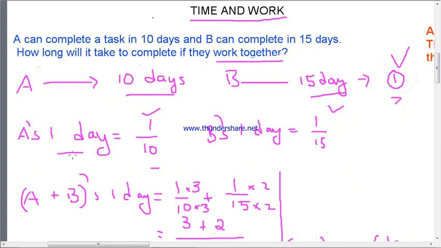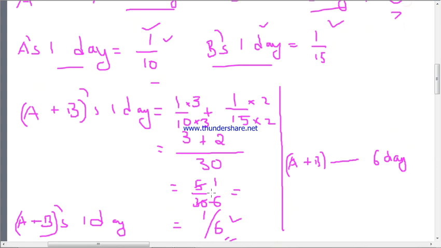A's 1 day work will be very simple: one whole work divided by the number of days taken. So 1/10 of the work can be completed by A in 1 day. Similarly, B can complete 1/15 of the work in 1 day. Now we have to find A and B's 1 day work together. Simply add A's 1 day work and B's 1 day work, and you'll get 1/6. So A plus B's 1 day work equals 1/6.